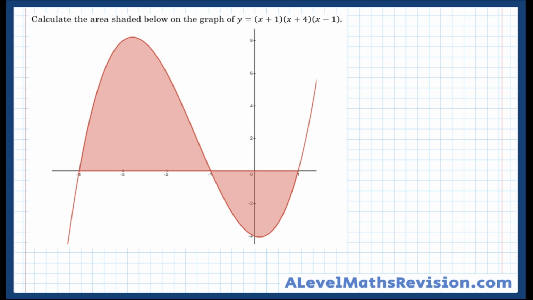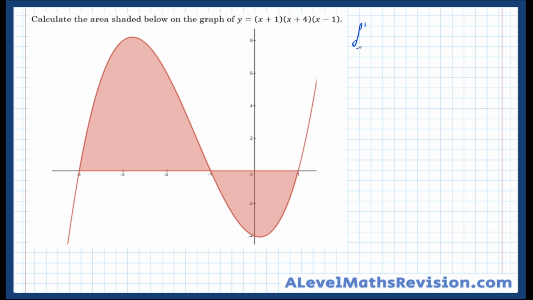So calculate the area shaded below on the graph of y equals (x plus 1)(x plus 4)(x minus 1). And we can see here that we need to calculate two separate areas because this area is under the axis. So we need to go between 1 and minus 1 and between minus 1 and minus 4. And to speed things up, I'm going to use the integration button on the calculator. And that's fair game because it doesn't say show full working, it doesn't say determine, it doesn't say show detailed reasoning. So we can take the easy way out here. So I'm still going to write the bare minimum working down though.